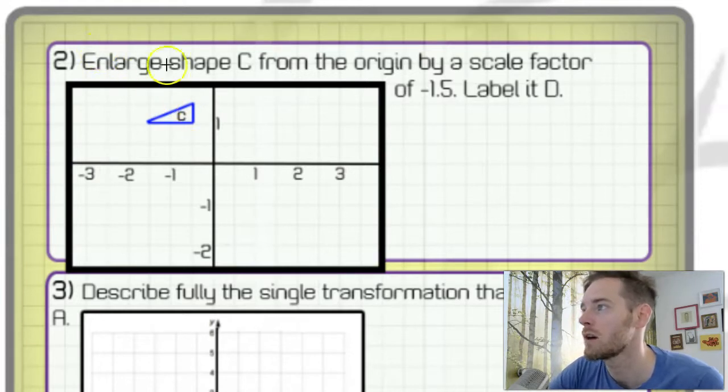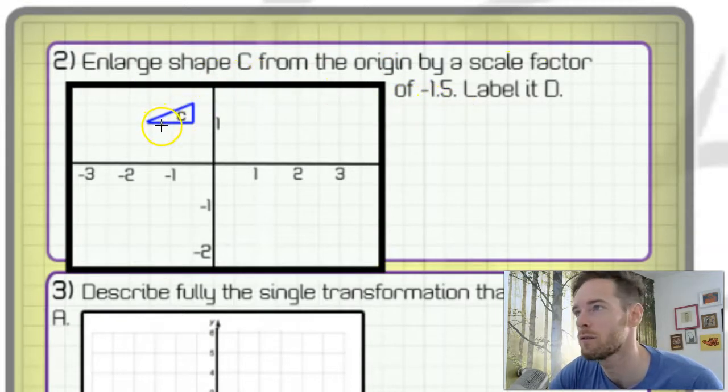So question 2, we've got to enlarge shape C from the origin by a scale factor of -1.5. So shape C is a triangle, a little bit more difficult. Origin just means from the center, and scale factor is a little bit more awkward because it's a negative decimal number, 1.5. Okay, but no different, same process. So we'll go from the center, and I'll just choose any of the vertices. Let's just get that in with the line. There we go. So that vertex is the one I've chosen, that bottom corner of the triangle.